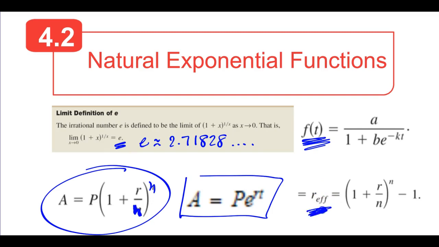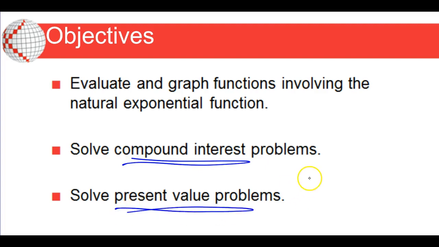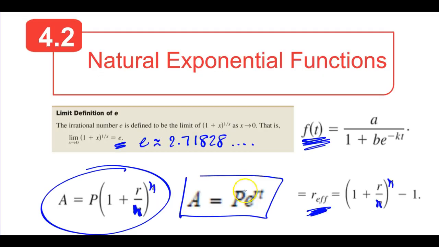And this is the effective rate. Of course, the annual rate might be different than the effective rate because of compounding. So if it's being compounded, the actual rate might be a little bit different. We'll explore some compound interest, and then we'll look at some present value, which takes this formula and solves it for P.